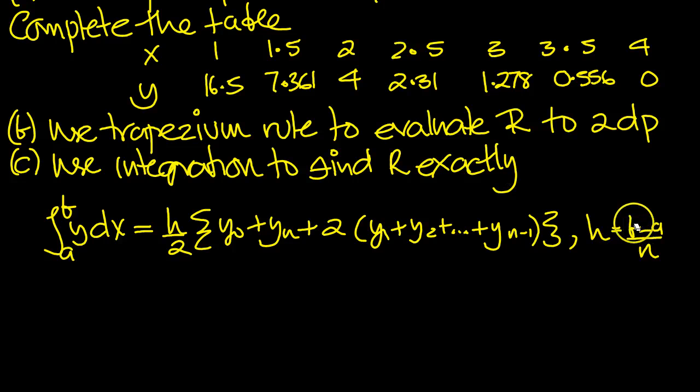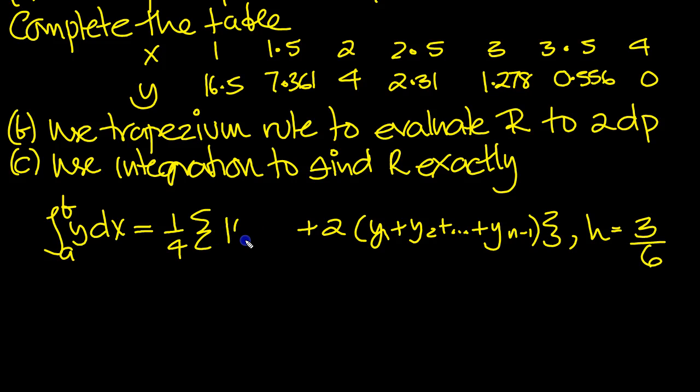So let's have a go then. b minus a over n, so 4 minus 1 is 3 over the number of intervals, which is 6. So h is a half, and h over 2 is a quarter. Let's put that in straight away: 1 over 4. Now the first plus the last, 16.5 plus 0. Let's put that in now.